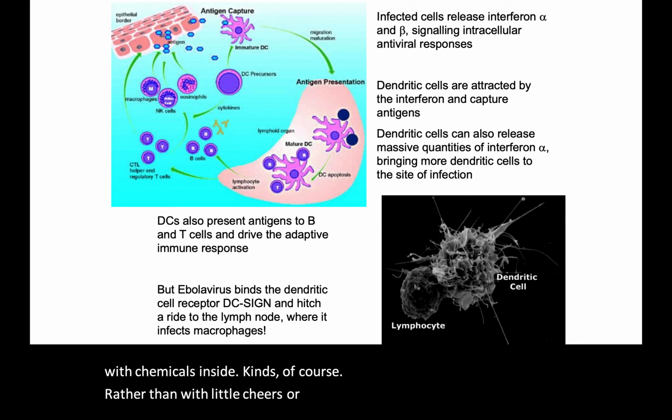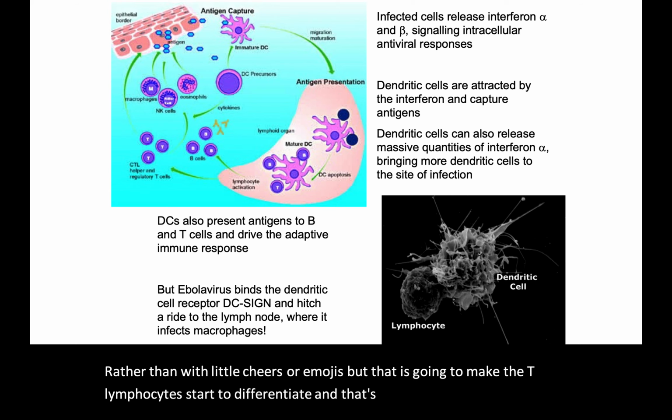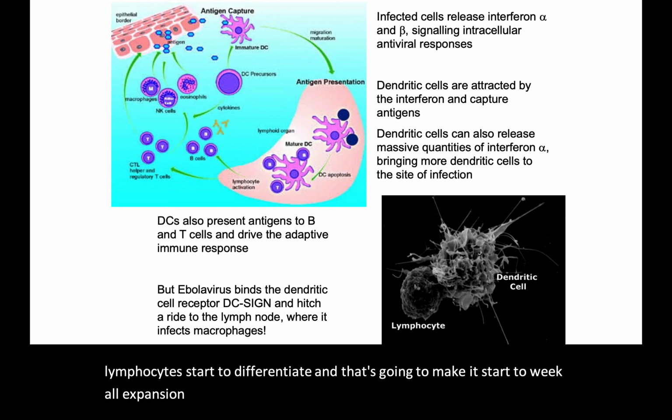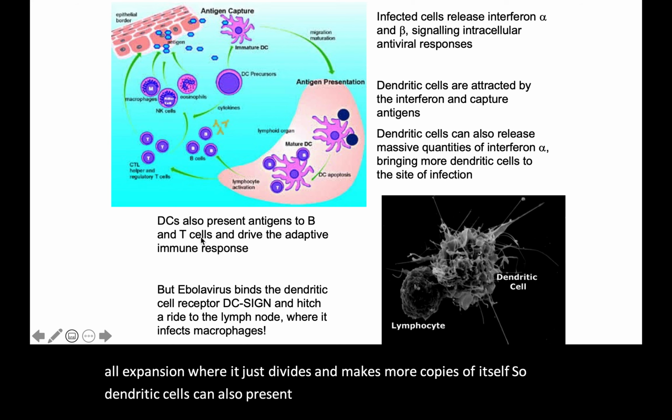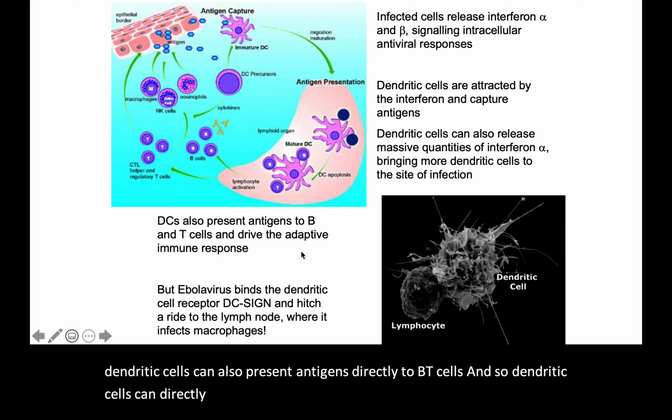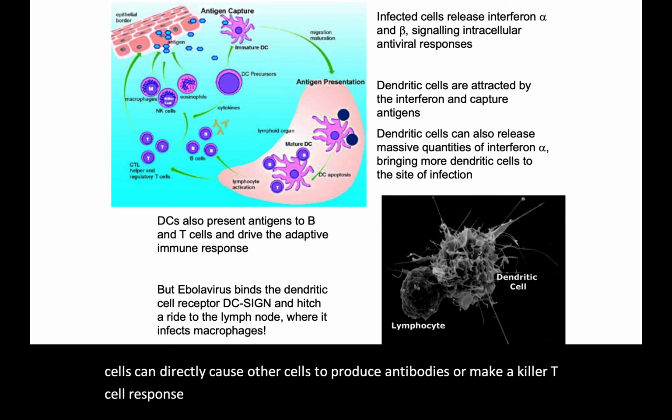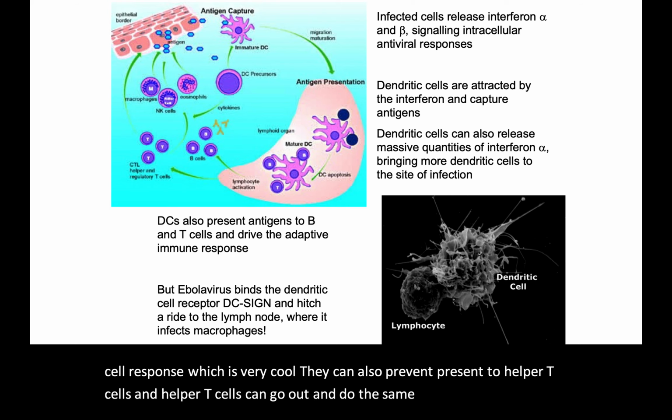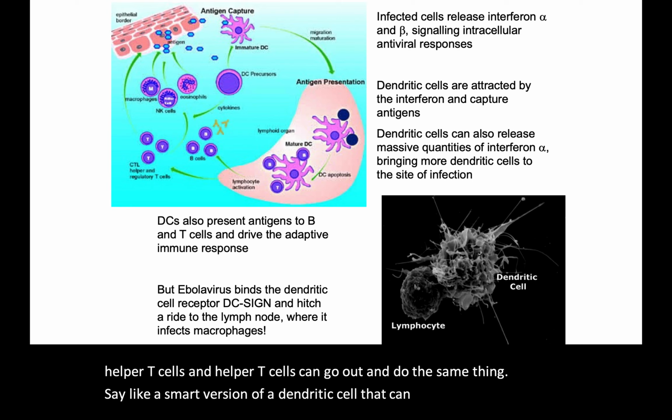But that is going to make the T lymphocytes start to differentiate, and that's going to make it start to, we call it expansion, where it just divides and makes more copies of itself. So dendritic cells can also present antigens directly to B and T cells. And so dendritic cells can directly cause other cells to produce antibodies or make a killer T cell response, which is very cool. They can also present to helper T cells, and then helper T cells can go out and do the same thing. So they're like a smart version of a dendritic cell that can help a lot of other T cells or B cells.